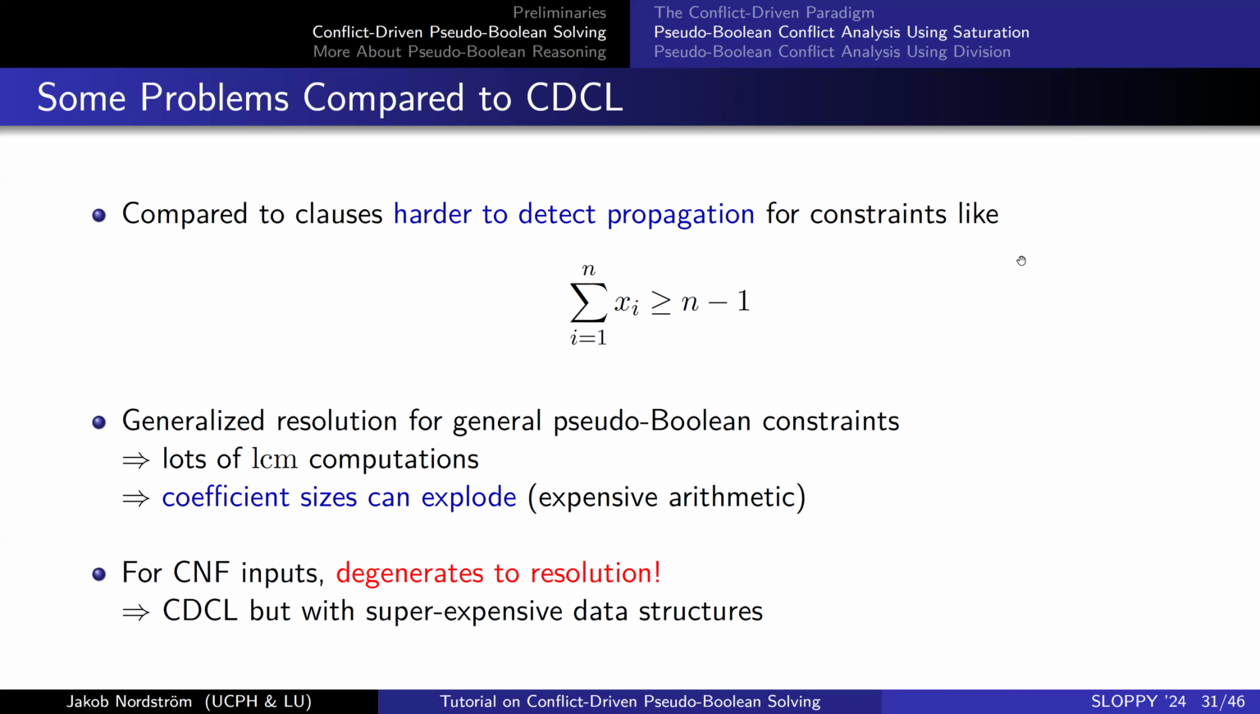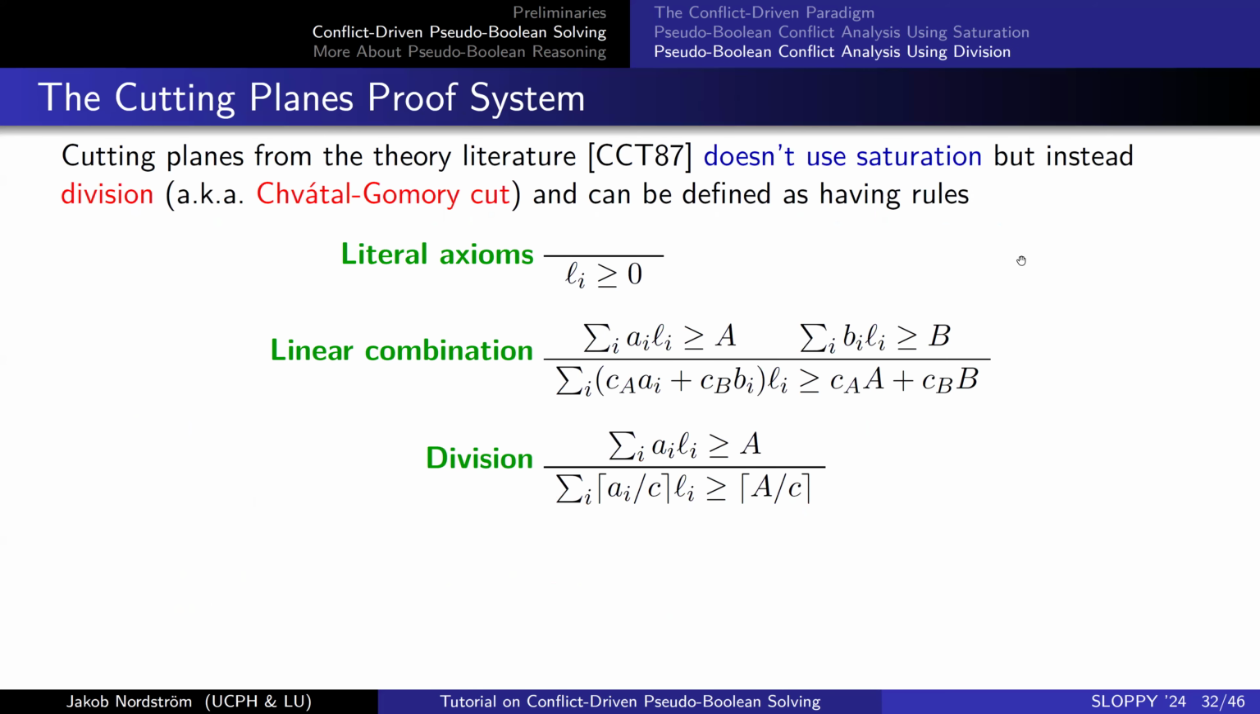And one other thing that I don't have time to elaborate on: if I give you a CNF input, this whole conflict analysis algorithm that I gave you will actually do nothing other than CDCL, but in a more expensive way. So we have a slower algorithm to do exactly what a CDCL solver would have done for us. So this is terrible for CNF input. Okay, so what can we do about this?